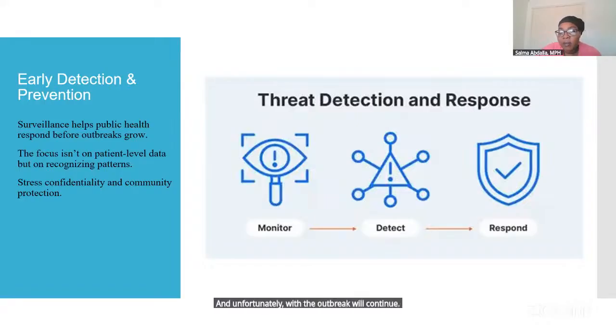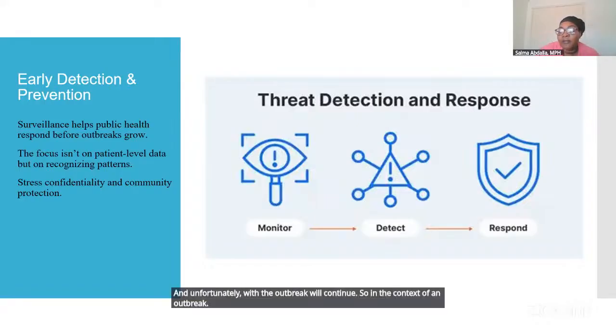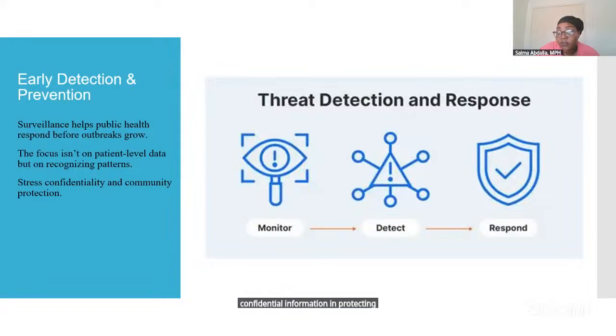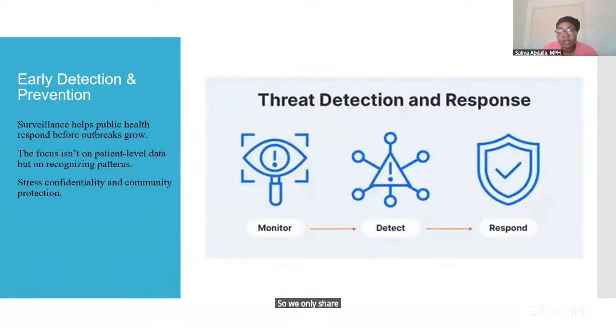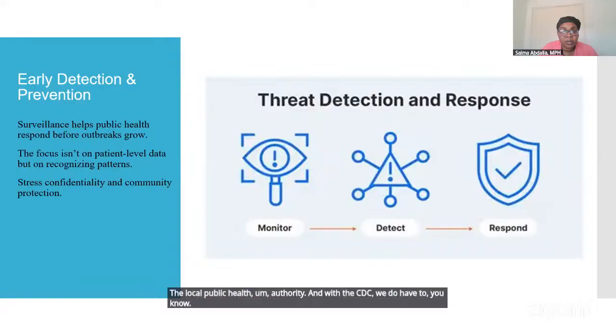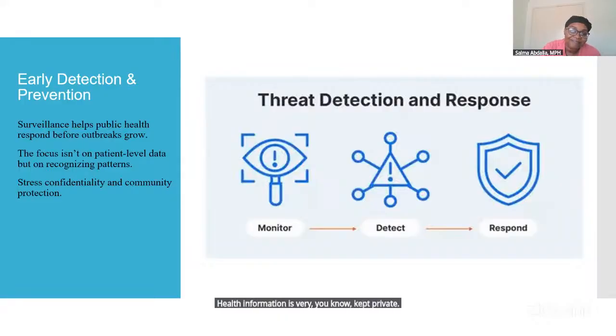So in the context of an outbreak, it's important to maintain confidentiality, protecting the sensitive information of the positive cases. So we only share the information of individuals if needed, and we do share that with the local public health authority and with the CDC. We do have to share that information. But other than that, we have to make sure that health information is kept private because it's very important.